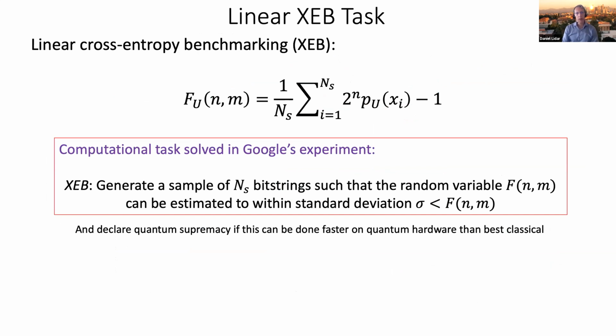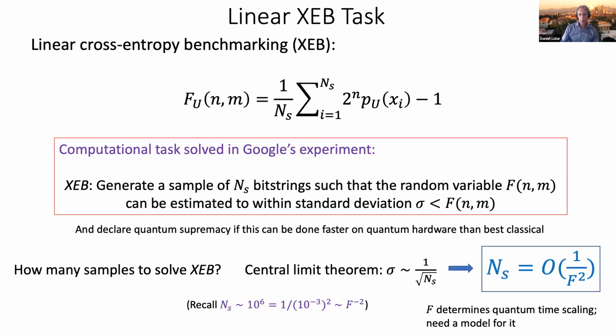It's the following. The task, which in our paper we called XEB, for linear cross-entropy benchmarking, is to generate a sample of N_s bit strings such that you can confidently estimate the random variable F. In other words, you have to be able to estimate it to within a standard deviation sigma that is less than F itself. Otherwise, it's a meaningless estimate. So this is the task. You need to generate enough samples such that you get the standard deviation to be low enough. And then if you can do that faster than can be done on the best classical hardware, on your quantum hardware, then you can declare quantum supremacy.